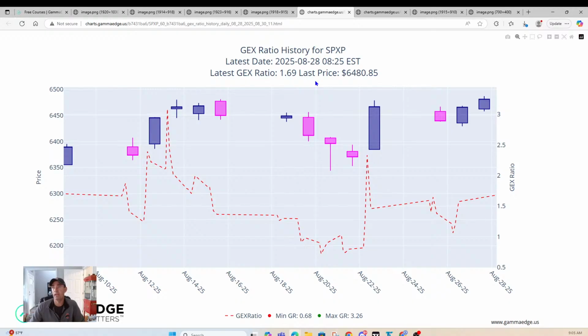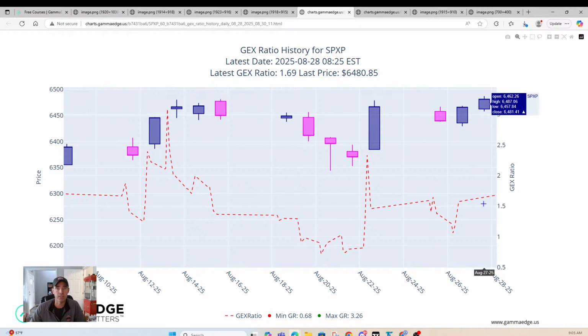Moving on to the SPXP, we call this the gamma edge ratio or the GEX ratio. Basically, this is call gamma to put gamma. It's a put call ratio, but we add a gamma component to it. So obviously that gives us a short dated component to watch how market participants are positioning. We talked about this continuing to rise with a positive slope as SPX price appreciates.